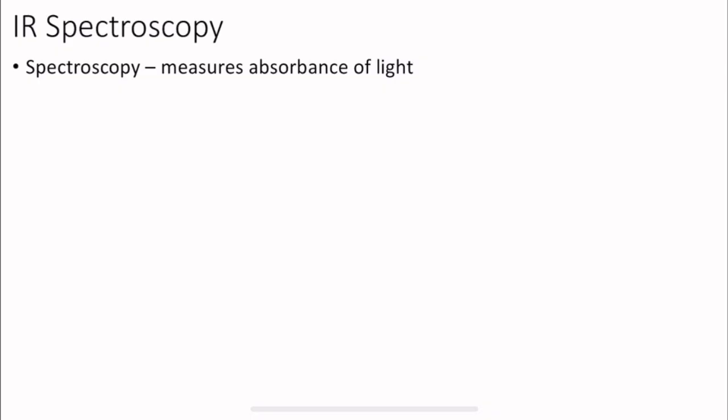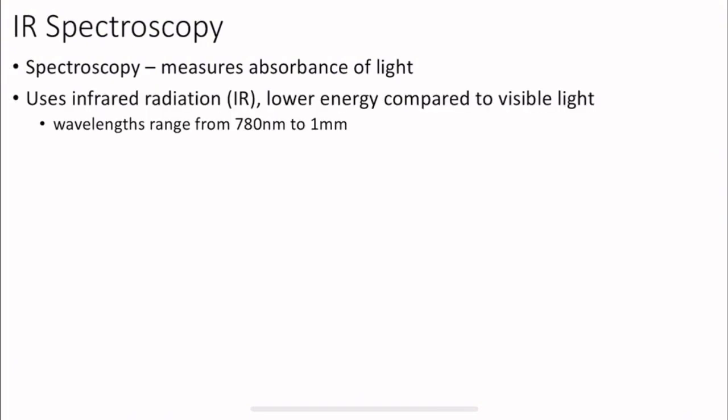IR spectroscopy is a type of spectroscopy, which we all know is simply a technique that uses light and the light absorbance properties of substances for analysis. From the name itself, it uses IR or infrared light. The wavelengths are longer than the red light in the visible spectrum, thus it has a lower energy.